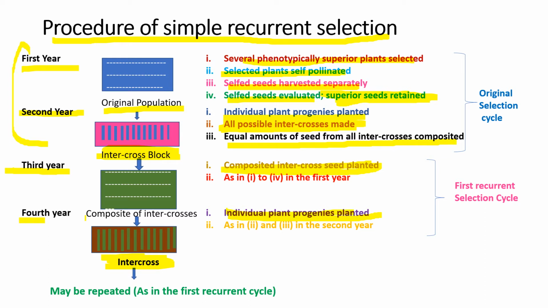All possible intercrosses are made. Equal amount of seed from all intercrosses are composited. This is first recurrent cycle. This may be repeated as in first recurrent cycle till we get the desired character or desired breed.